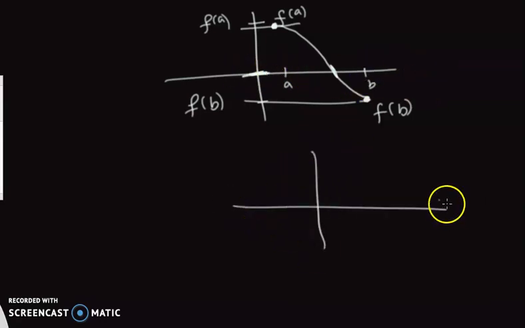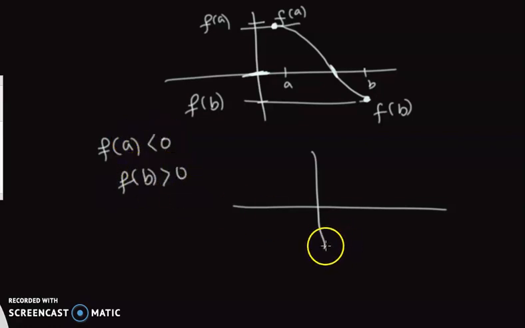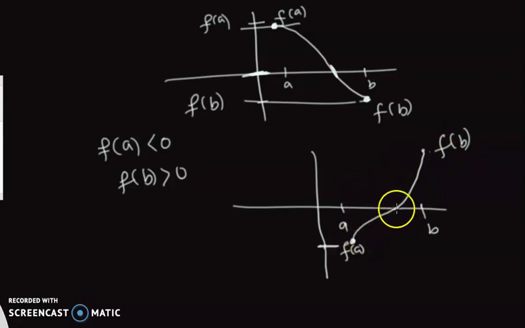Our graph might look like this: f of a negative and f of b positive. For that case, if f of a is negative here and f of b is positive here, then you can again see that the graph must be intersecting the x-axis. So this is f of a, this is f of b, 0 is here. So by the intermediate value theorem, you can always find a value c in the interval a to b such that f of c is 0.